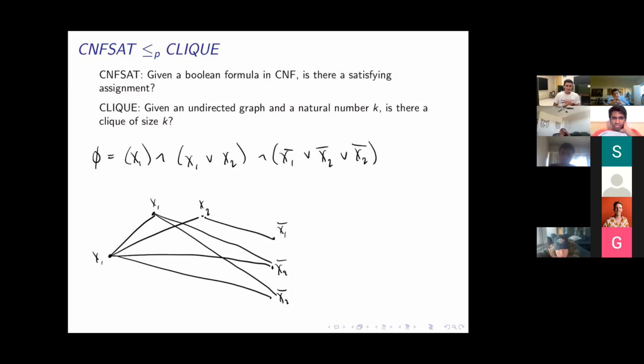And the logic holds in the other direction. If there's a satisfying assignment, there's going to be a clique because there's going to be an edge between them, because they can't contradict each other, and they have to come from different clauses.